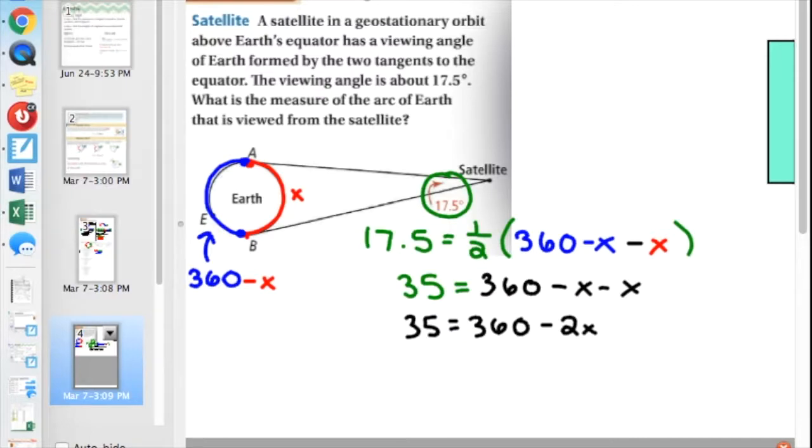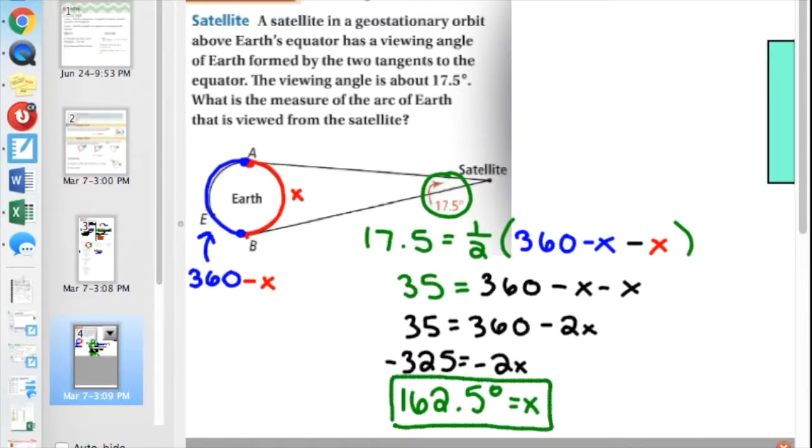And so then all I need to do is subtract 360. And when I subtract 360, that gets me negative 325 is equal to negative 2x. And when I divide both sides by negative 2, that gives me a final answer of 162.5 degrees. And yes, that is an exact answer because I did not have to round.